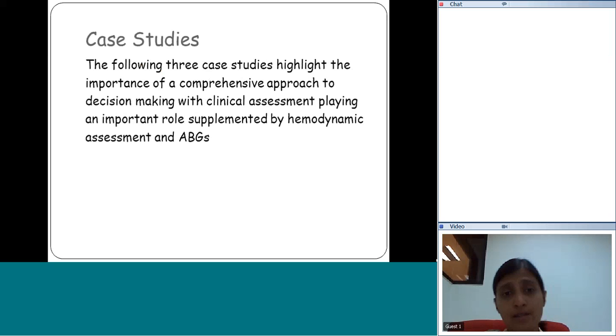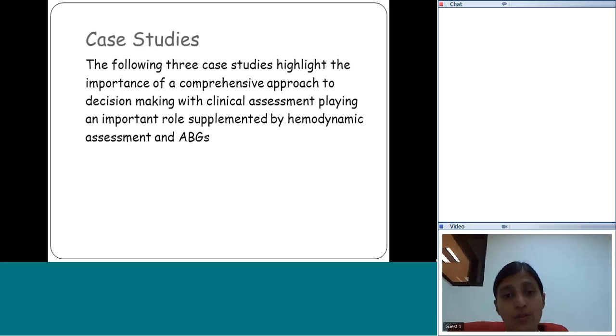So we have some case studies here, and the whole point of the case studies is to highlight the importance of following a comprehensive approach. If you just do a cath and just hemodynamics, and you don't examine the patient, you don't do an ECG, you don't do an X-ray, the information you get from the cath is 0. Okay, there's no point doing a cath like that.